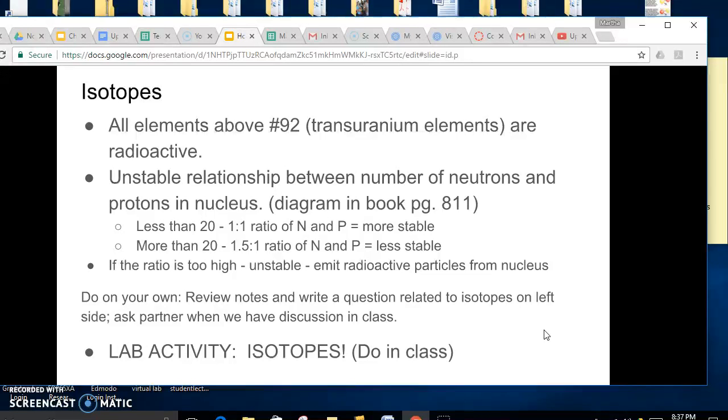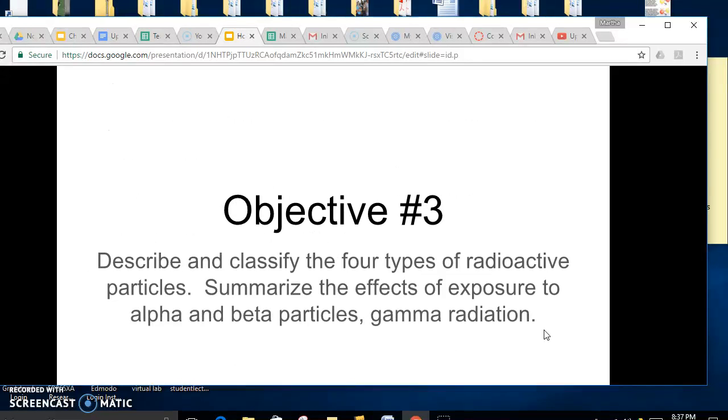So here's something I want you to do on your own. At this point, you can pause the video, review your notes, and write a question related to isotopes on the left-hand side. You're going to ask a partner when we have the discussion for this in class. So just stop it, think about it a little bit, and then write yourself a question that you might still have or something that you might still need answered. We are going to do a lab activity related to isotopes in class after we do our practice.